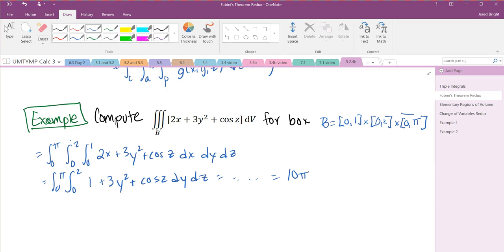So conceptually, we just have to make sure we meet the conditions of Fubini's theorem, which haven't really changed, and then go ahead and do the integration for a triple integral in any order that you please, assuming those conditions are met.